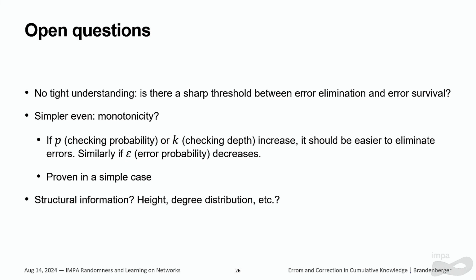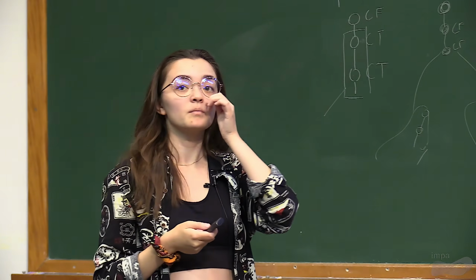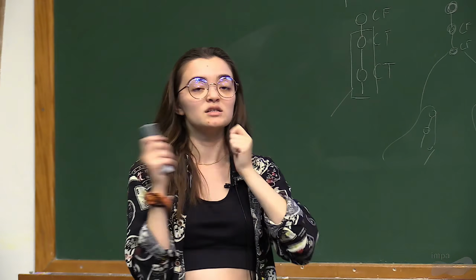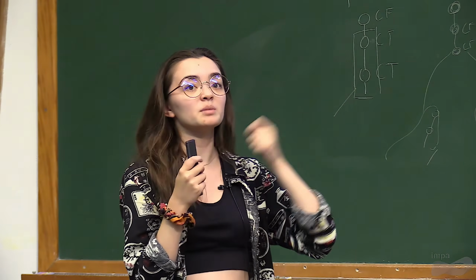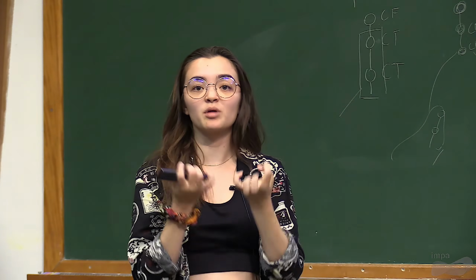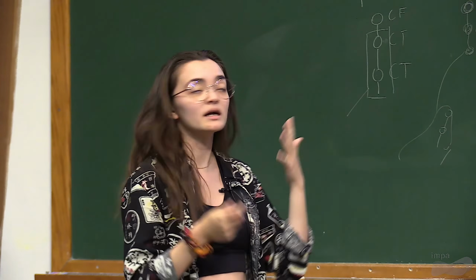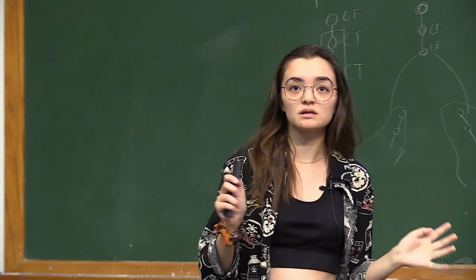And then, as I alluded to earlier, we also don't have much structural information. We would guess that if you start with a preferential attachment tree and have a really high probability of injecting errors and checking, then you probably lose some of the preferential tree structure, like degree and height and so on, but we don't have any results in that direction.